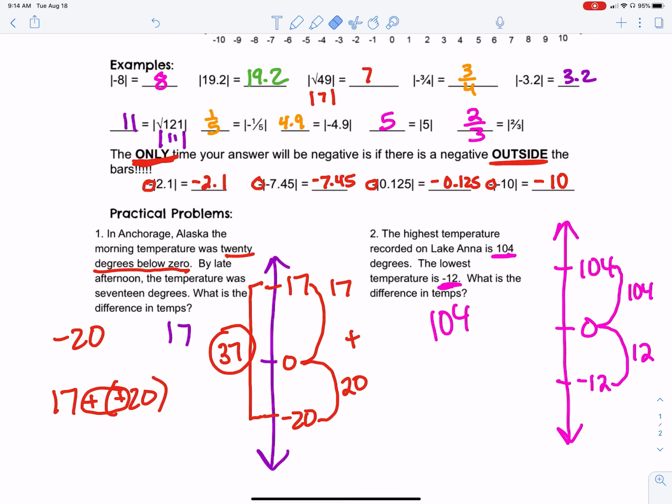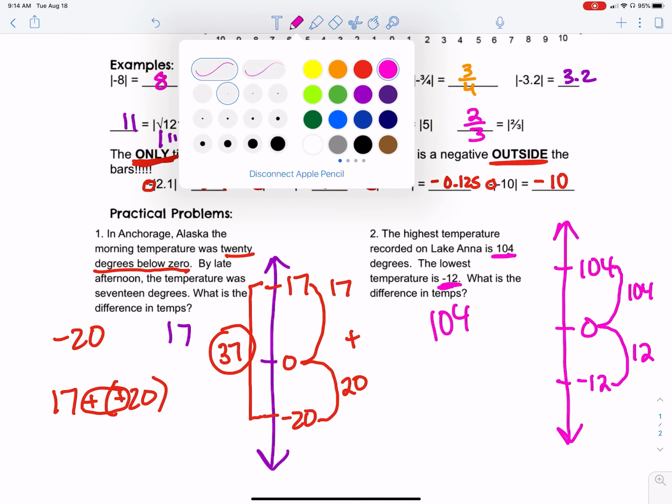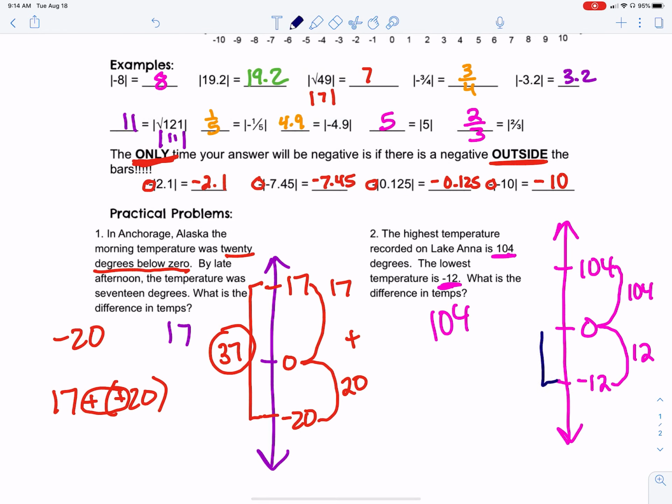So we need that total distance between the two. So from negative 12 all the way up to 104. So we're really just adding those two numbers together. So that's going to be 116. So 104 plus 12. So that's a 116-degree difference between the two.